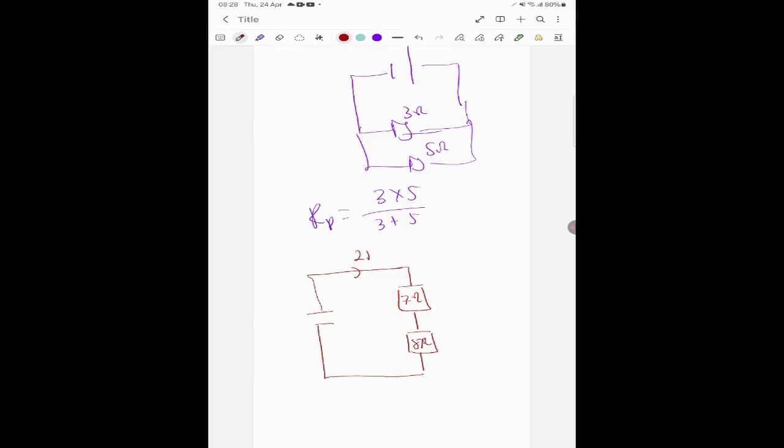And there are 2 amps flowing through there, right? You're asked to work out what is the voltage here and the voltage here. Before that, let's just recap on some important formulae we know.